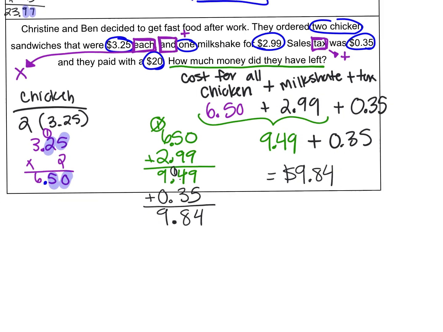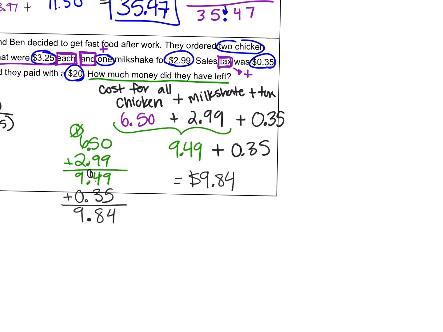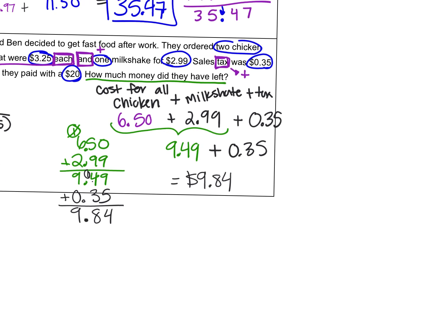To find how much money they have left, I'm going to take what they started with and subtract what they spent. Okay, so 20 doesn't have a decimal point, so I'm going to add a decimal point and 2 zeros because in my amount I spent, there's 2 numbers after a decimal. So it should line up like this.